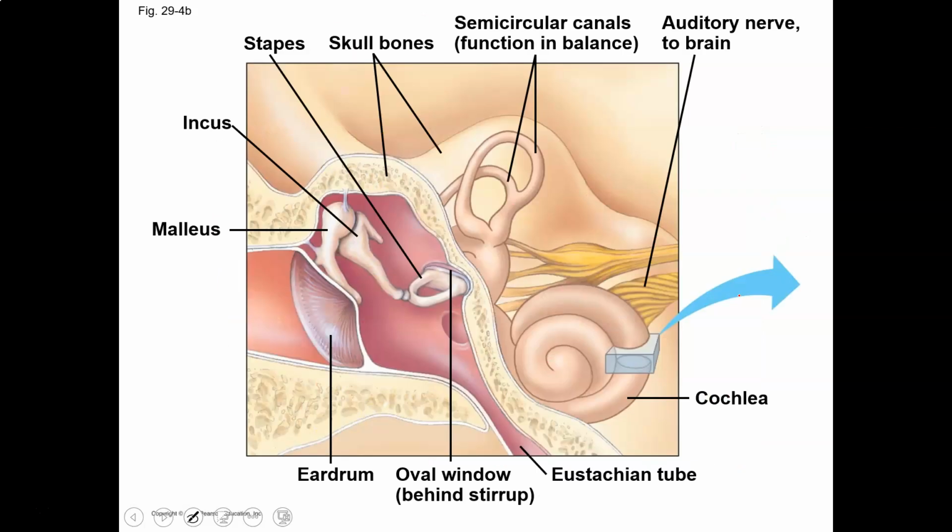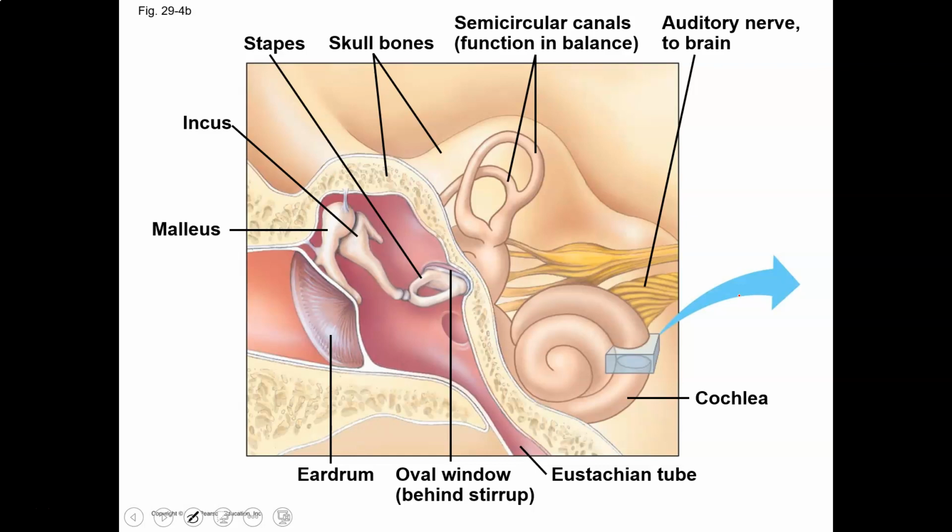All right. What's the function of the following? The eardrum. It vibrates in response to sound, and it amplifies the vibration, which means it makes the sound kind of louder in your ears. That's what your eardrum is supposed to do.